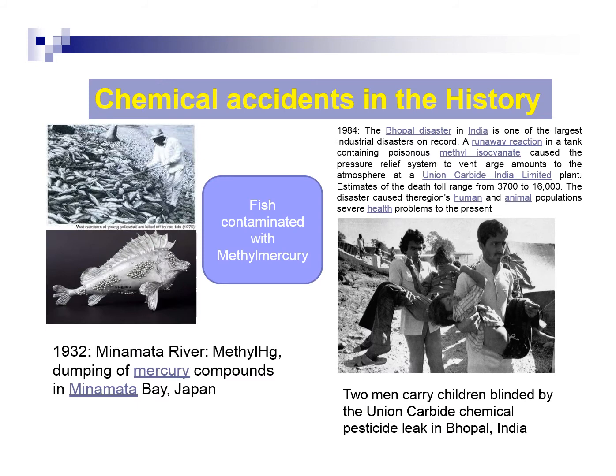So now, chemical accidents in history. When we talk about chemical accidents, there are so many chemical accidents that happened, and a very famous one is Minamata River, which is Minamata disease. We call it the mercury compounds in Minamata Bay, Japan, and this kind of disease happened because of chemical accidents.